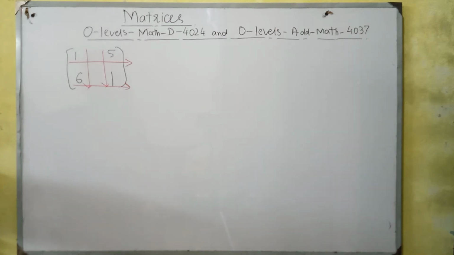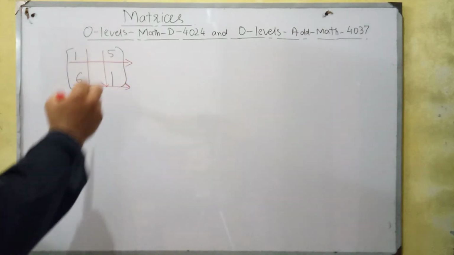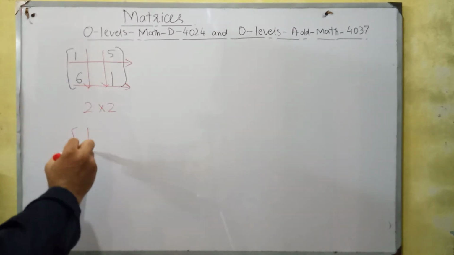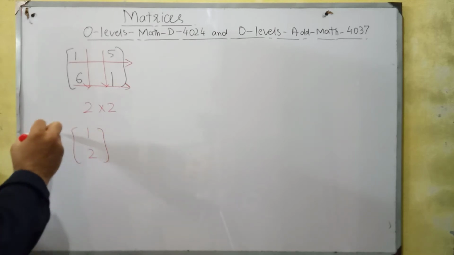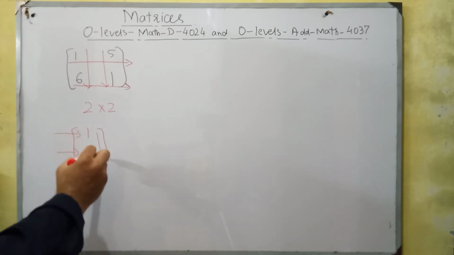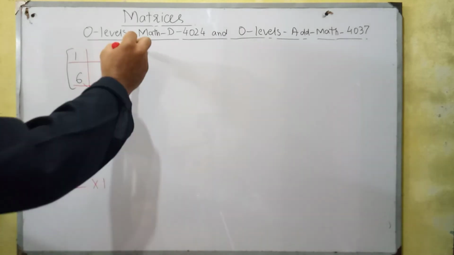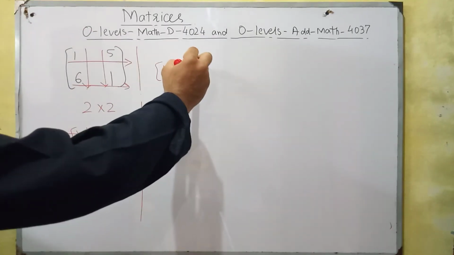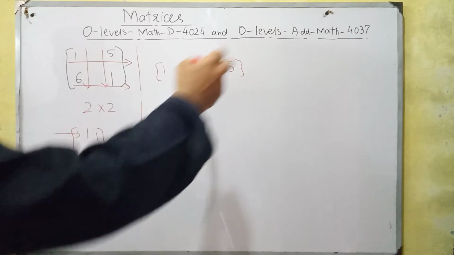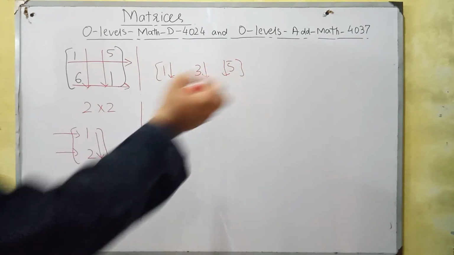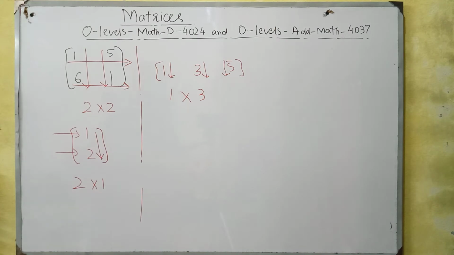The order of a matrix is the number of rows cross the number of columns. For example, in this matrix we have two rows and two columns, so the order of this matrix will be 2 multiplied by 2. Similarly, if you talk about this matrix 1 2, in this matrix we have two rows, this is the first row, this is the second row, and this is one column. So we have two rows and one column, the order of this matrix will be 2 cross 1. And if we talk about this matrix 1 3 5, we have just one row, multiplied by three columns, this is the first column, this is the second column, and this is the third column. So the order of this matrix will be 1 cross 3. So the number of rows multiplied by the number of columns is called the order of a matrix.